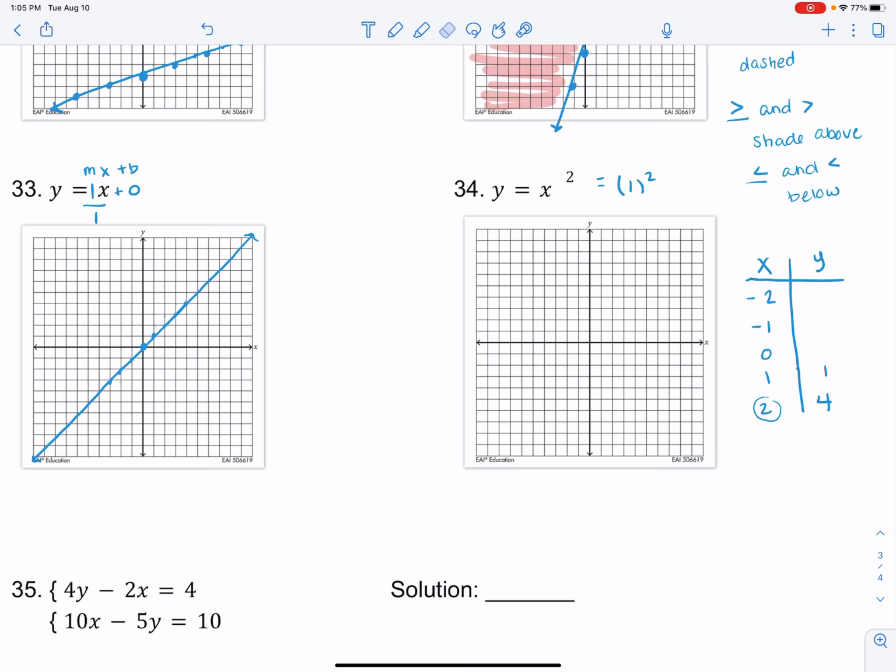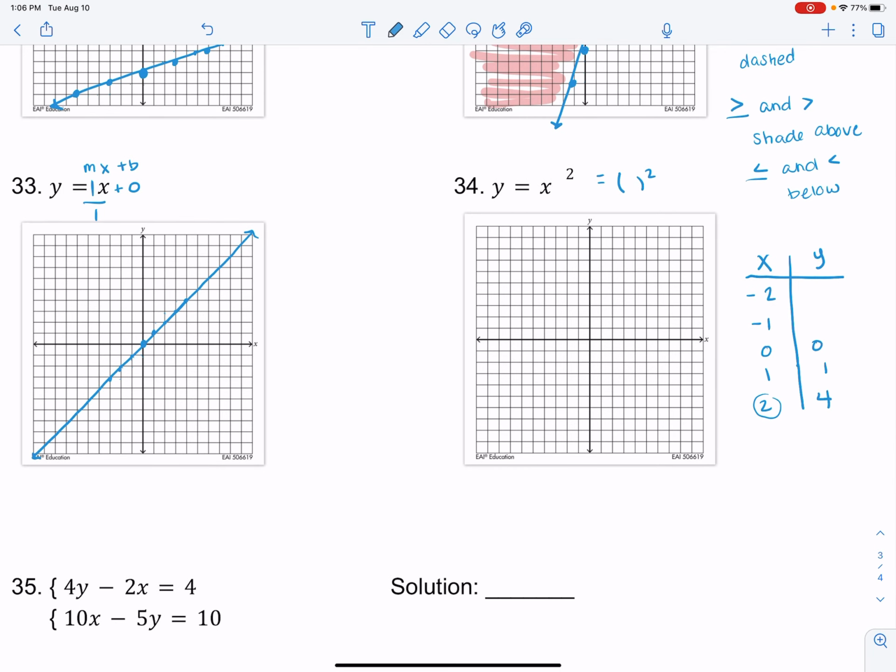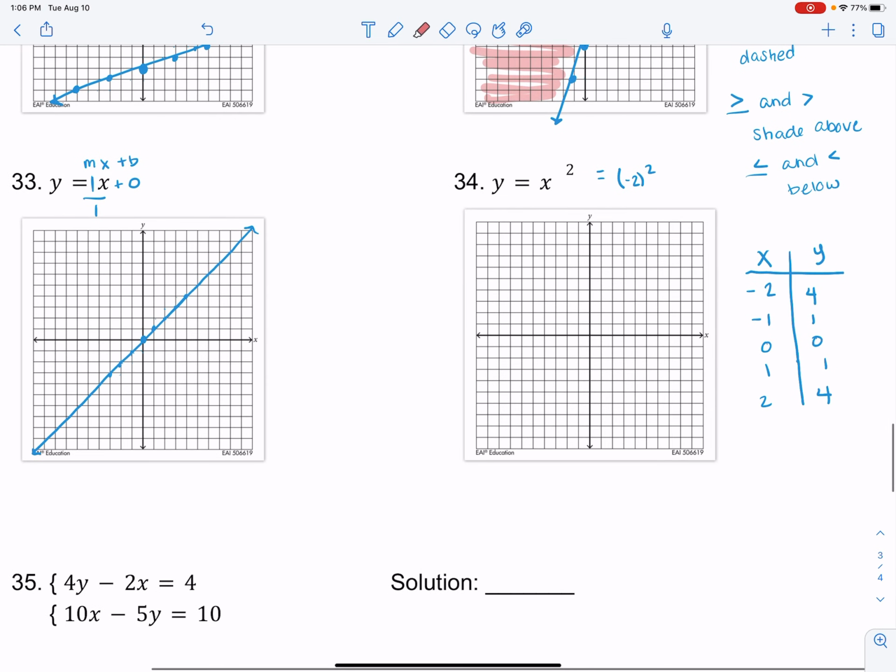All right, then again, I'm going to keep going up the table. The next x I picked was 0. So if x is 0, 0 squared is 0, so y is 0. Then I'm going to use x is -1. -1 squared is the same as -1 times -1, and that's a +1 answer. Then the last one, -2. -2 squared is the same as -2 times -2. That's a +4. Okay, so now I have quite a few points that I can plot on my graph.